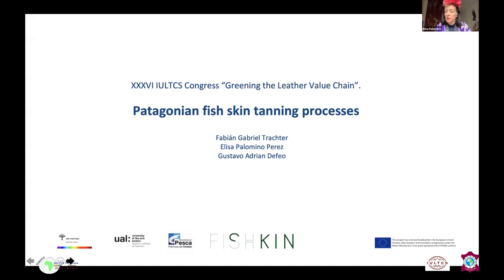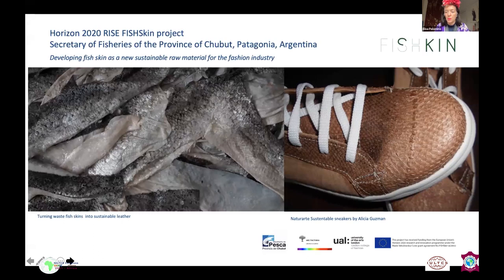This is part of a Horizon 2020 RISE project, developing fish skin as a new sustainable raw material for the fashion industry. This Patagonian fish skin project is promoted by the Secretary of Fisheries of the province of Chubut and led by Gabriel Fabian Tratcher, an agronomist and engineer with vast knowledge of fish skin tanning techniques. Since 2016, he has published a large amount of bibliographic material on the tanning of non-traditional skins and has given numerous courses on tanning technologies in Argentinian universities and job training programs. He has also worked as technical consultant of several industrial tanneries.